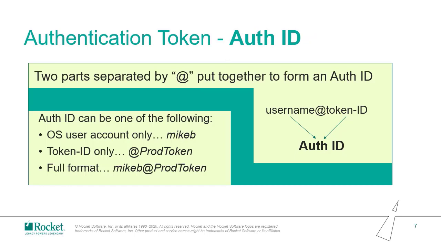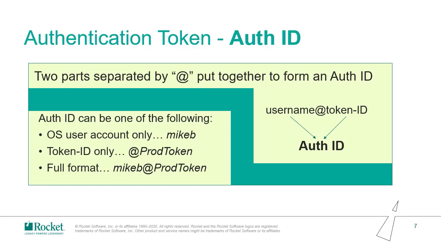This slide shows how you build the Auth ID used for the token-based authentication. Basically, it's two parts separated by the @ symbol in the middle, put together to form the Auth ID. The left side contains the username, followed by @ symbol. Right side contains the actual name of the token ID you define. So it's based on application needs, but the Auth ID can be one of the following here.